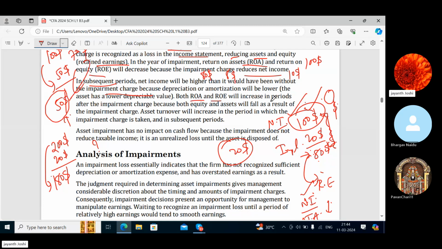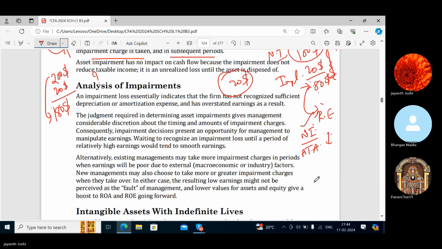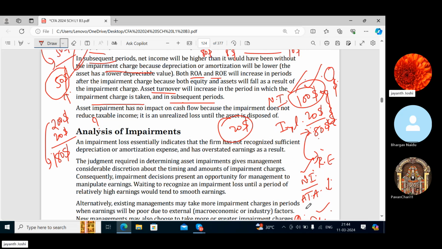Both ROA and ROE will increase. These were discussed. And asset turnover will increase in the period in which the impairment charge is taken and in subsequent periods. What is the asset turnover ratio? Asset turnover ratio is sales by average total assets. Because your asset value will decrease and sales will have no impact, the denominator is decreasing, so your ratio will increase. Assets are decreasing because of impairment, right?